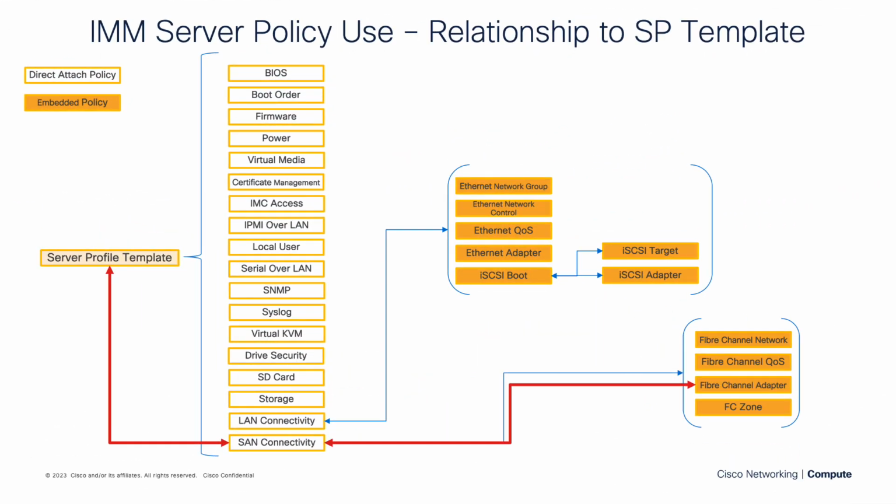And as with all IMM Expert Series videos, I like to include a graphic slide that shows the relationship between the server profile template there on the left, or server profile derived from this template, and the policy in question. So as you can see, as far as a direct attach policy, we have our SAN connectivity policy, but then within that SAN connectivity policy, we have embedded policies, one of which is the Fibre Channel Adapter Policy.